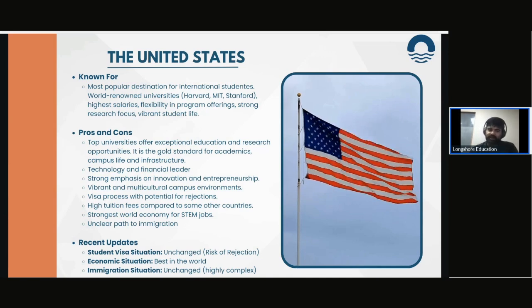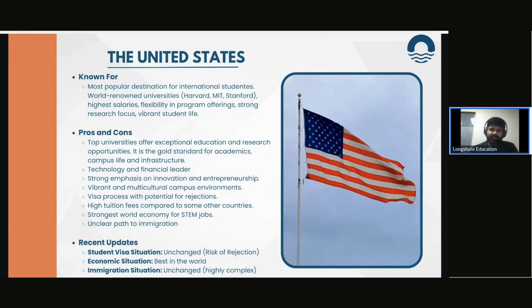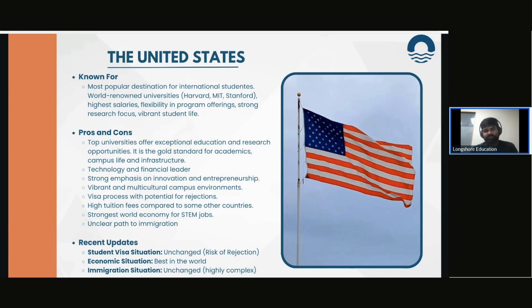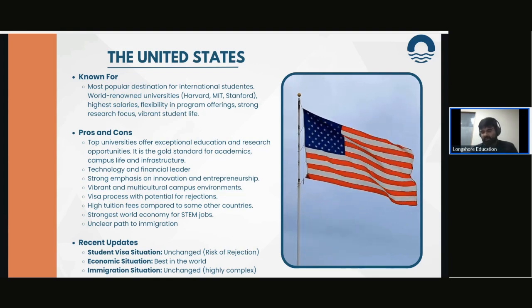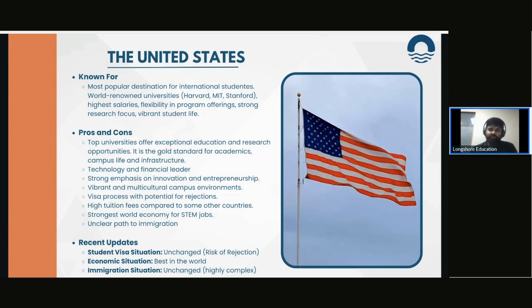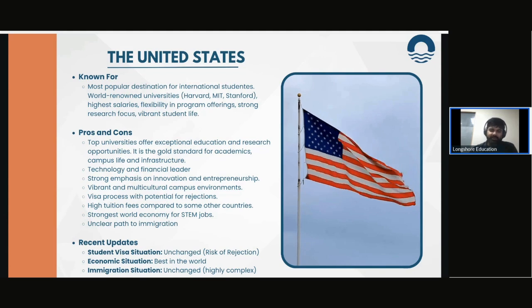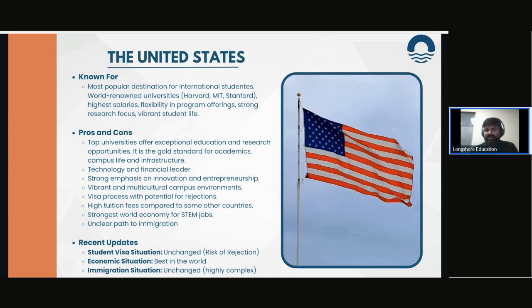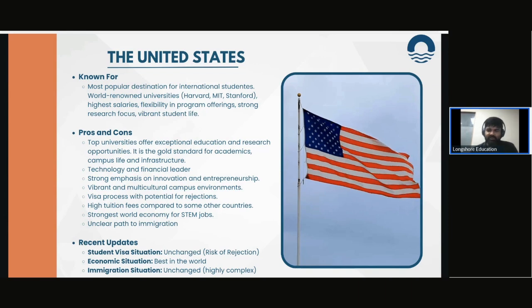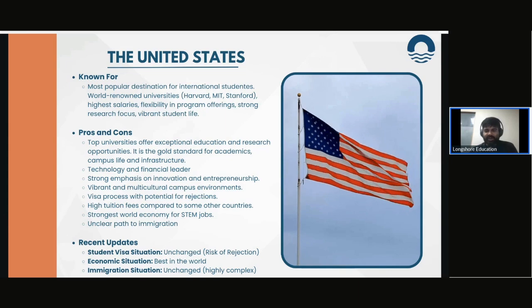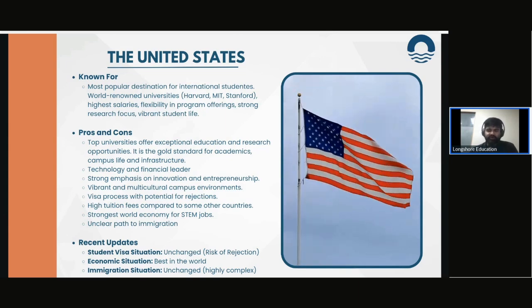The student visa situation honestly is unchanged. There was a risk of rejection before. There's a risk of rejection now. The economic situation is the best in the world. However, the immigration situation is highly, highly complex. And if you want to settle abroad, the path can be about 10 years long or even longer than that. Aspiring students who aren't hell-bent on education, who want to study technology or finance, should definitely consider the US because even though it has a higher cost, it offers good value for money and a large number of jobs.